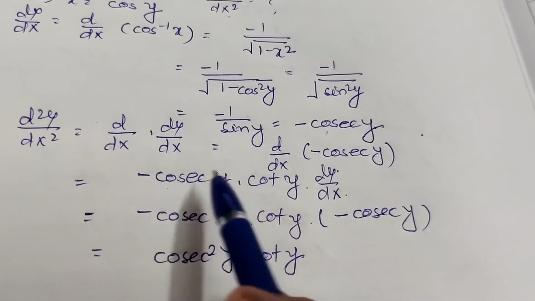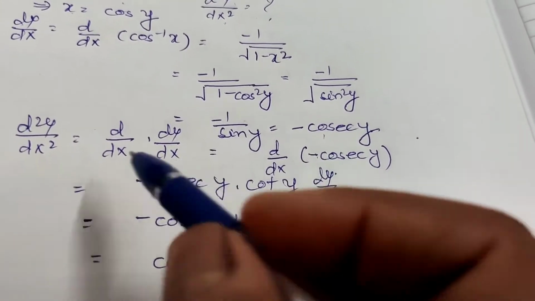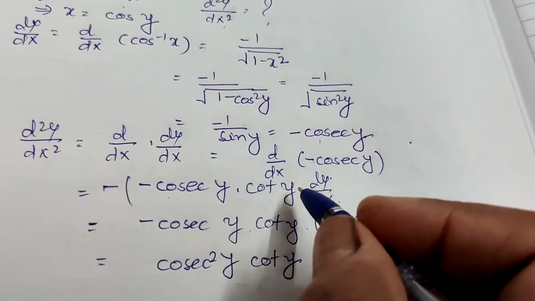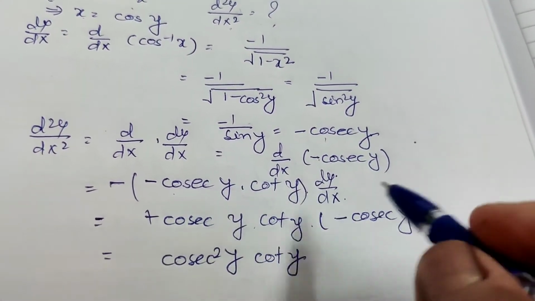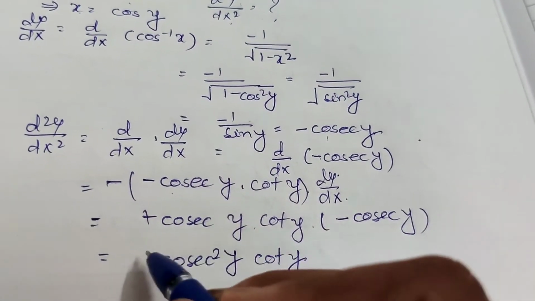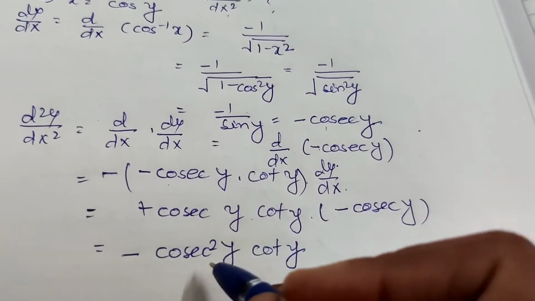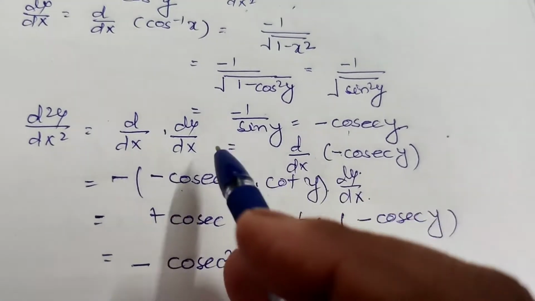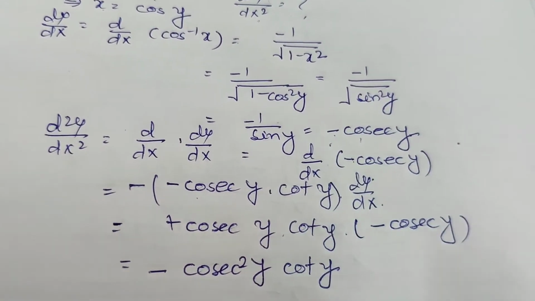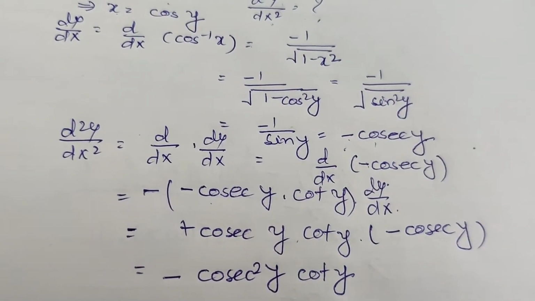The minus cosec y cot y, one minus is here. Minus times minus is plus. Here the answer is minus cosec square y cot y. One minus is here.